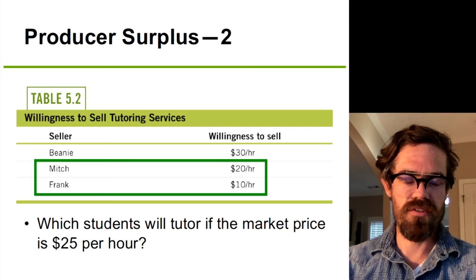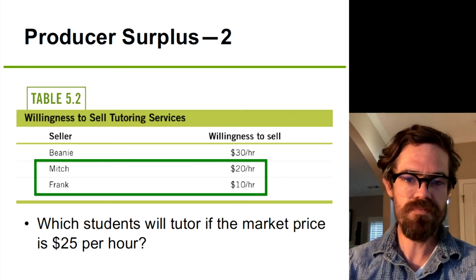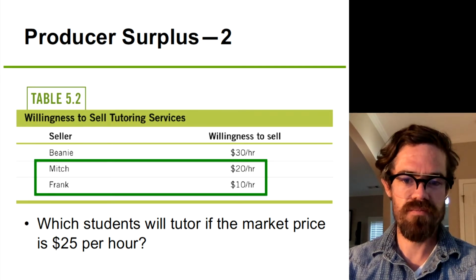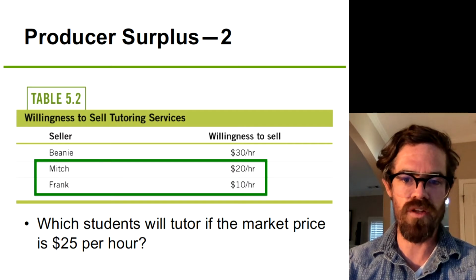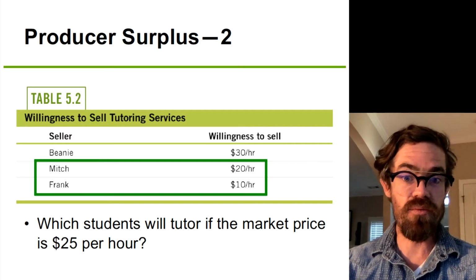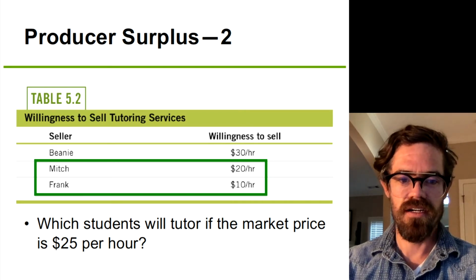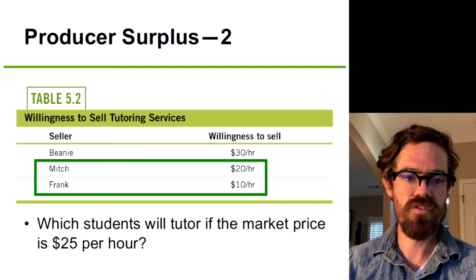And so, I might ask, which of these three students would be willing to tutor if the market price was $25 an hour? Well, the answer is that Mitch and Frank would be willing to tutor because they would be earning something higher than their minimum willingness to sell. But Beanie would not. He requires at least $30 an hour in order to be motivated to tutor. And since the market price is below that, he would not end up tutoring. So only Mitch and Frank will end up tutoring in this case.